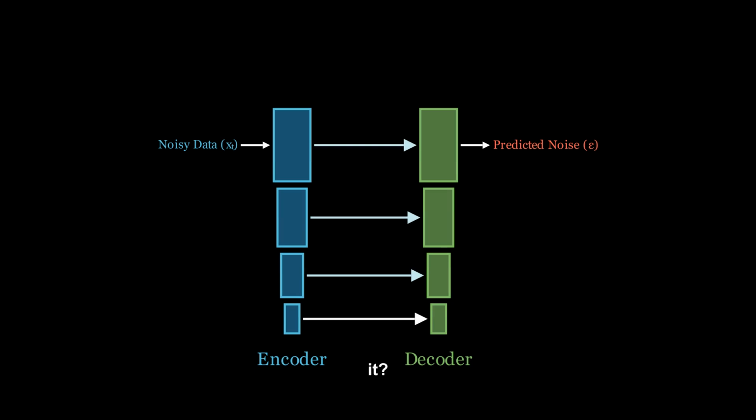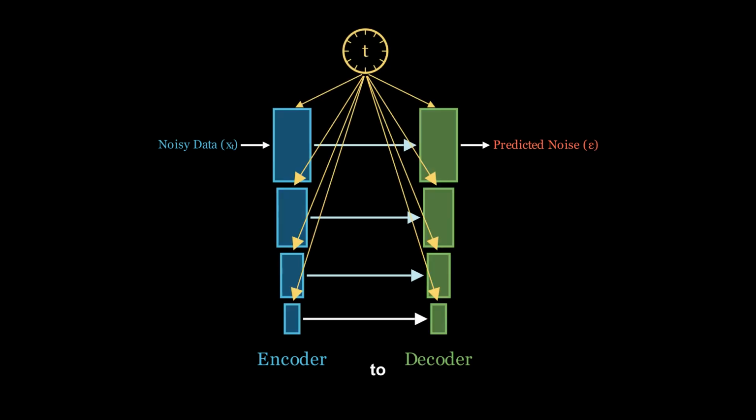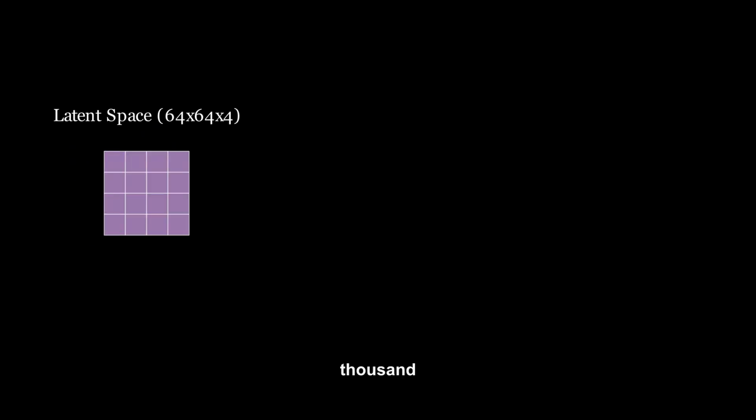What time is it? Because the noise characteristics change drastically from step 1 to step 1000, we inject a timestep embedding into the network. This acts like a clock, telling the U-net exactly how much noise it should expect to find. Running a massive U-net on a high-resolution image 1,000 times is computationally brutal.